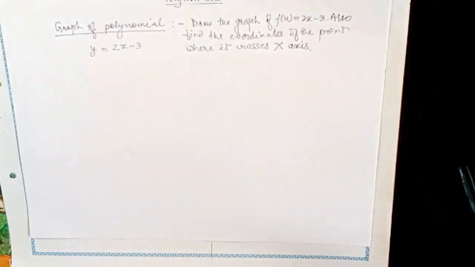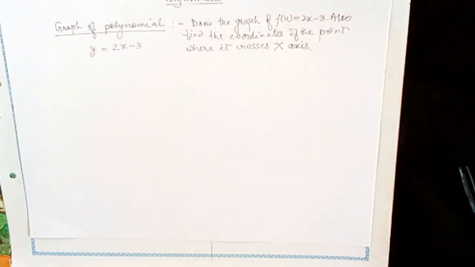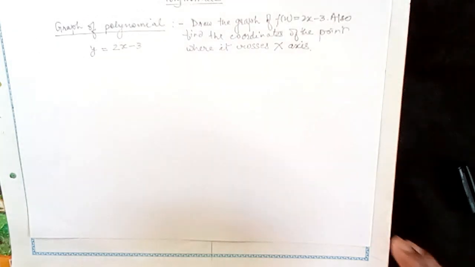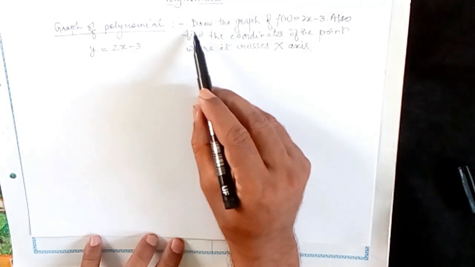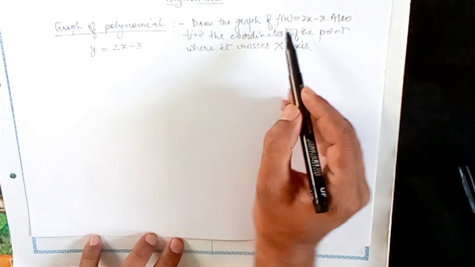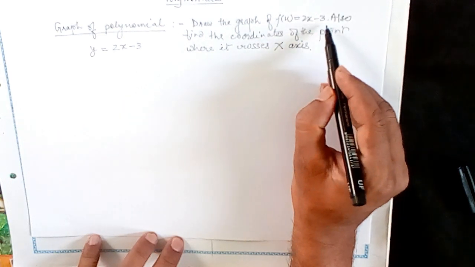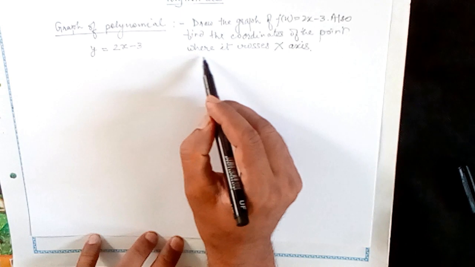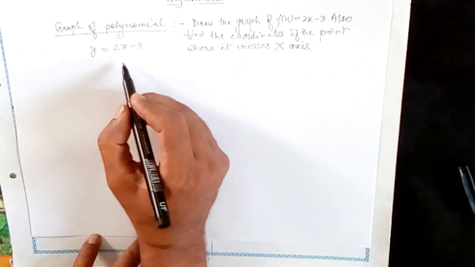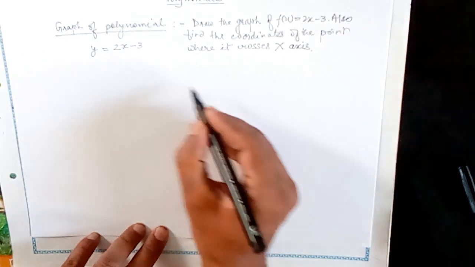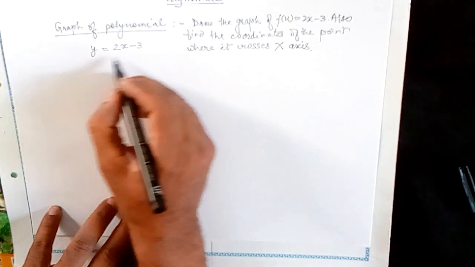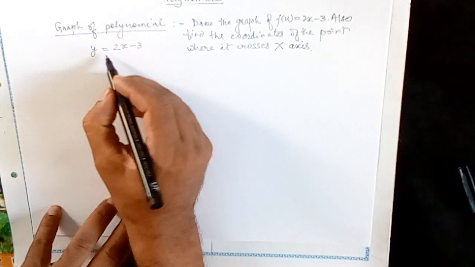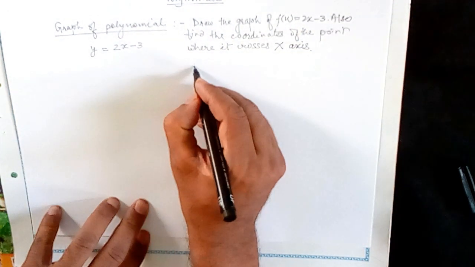Yes, students, here we are having a question. Draw the graph of f(x) = 2x − 3. Also find the coordinates of the point where it crosses the x-axis. Now here we will go with assuming that y = 2x − 3.